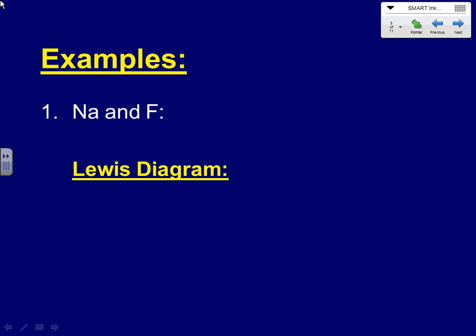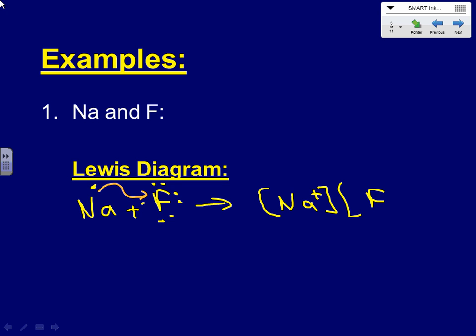Okay, so hopefully you've done this up ahead of me. So this is the classic of what we did last year: Na with 1 dot, F with 7 dots. We have that transfer of the sodium's electron to fluorine, and it results in an Na plus and an F with 8 dots, minus.